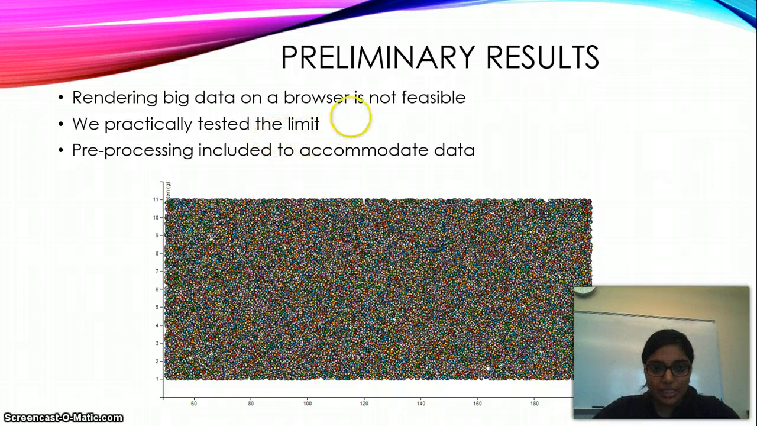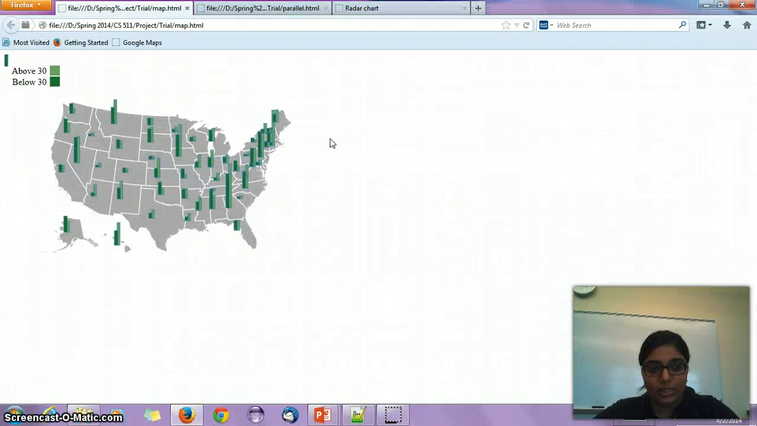We have practically tested this limit, and rendering big data on a browser is not actually feasible. D3 was chosen because it is flexible to choose a number of visualizations with the same data. Basic visualizations like bar chart, pie chart, line graphs, and scatter plots have been included, but we will now show some prototypes of different visualizations on the given sample of Yahoo dataset.